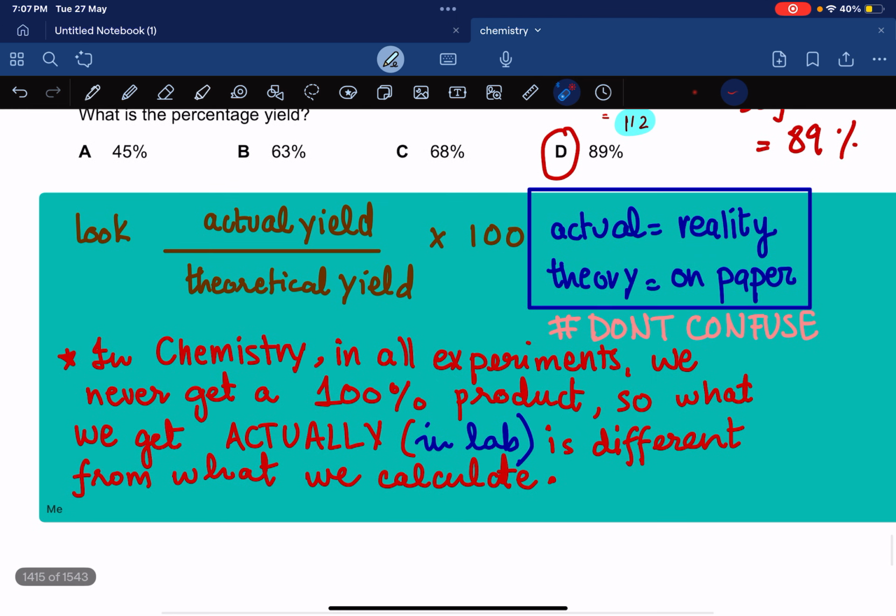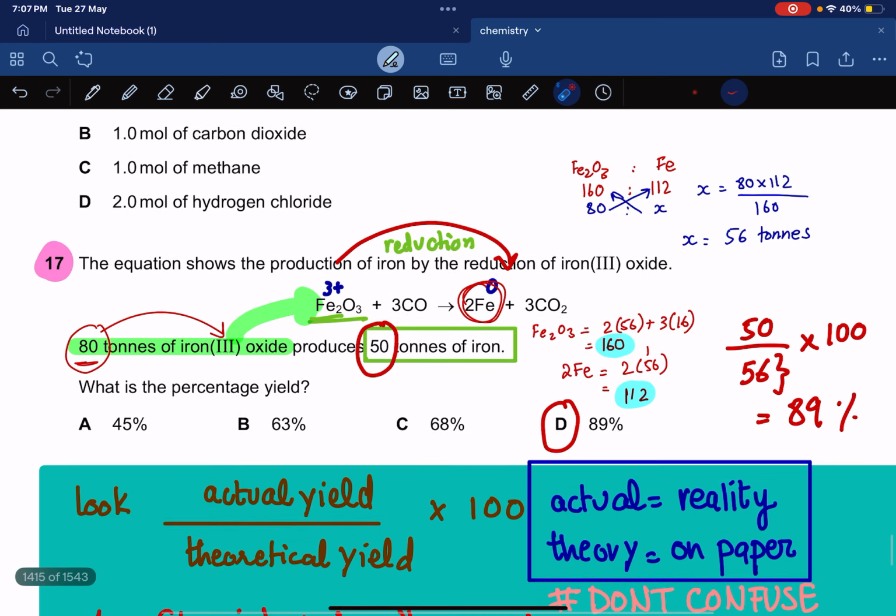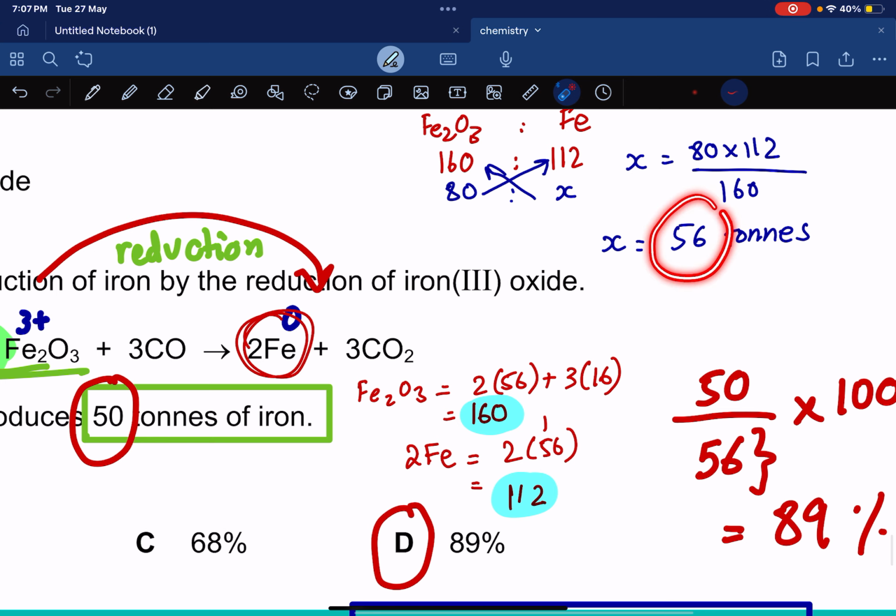In chemistry, in all experiments, we never get 100% product. We always get less product than on paper. On paper, I got this 56 tons, but in reality, I got 50 tons.